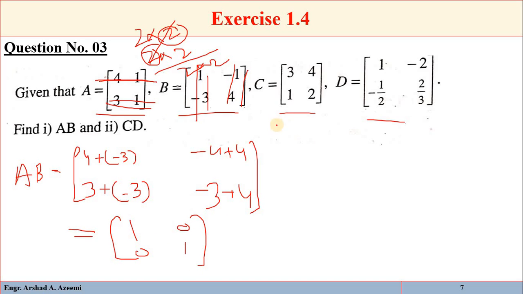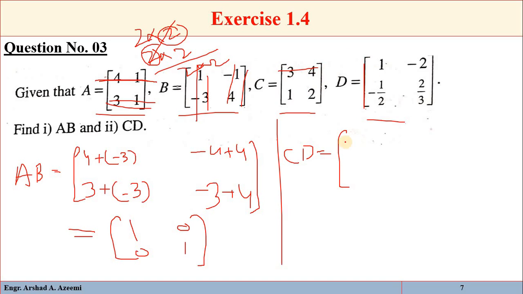So that is the product AB. Similarly, we have to find out CD. Again, C is a 2 by 2 matrix, D is a 2 by 2 matrix. The multiplication is possible and the resultant will be 2 by 2. So multiply the row with the column.